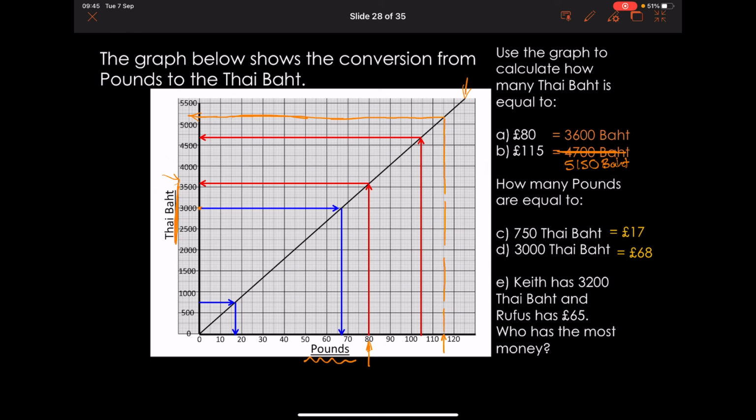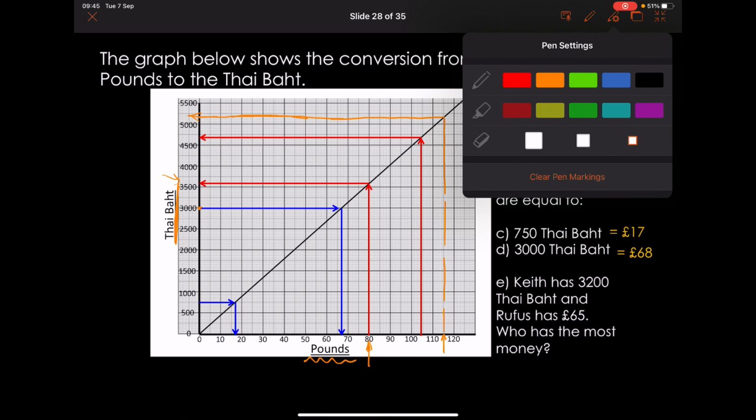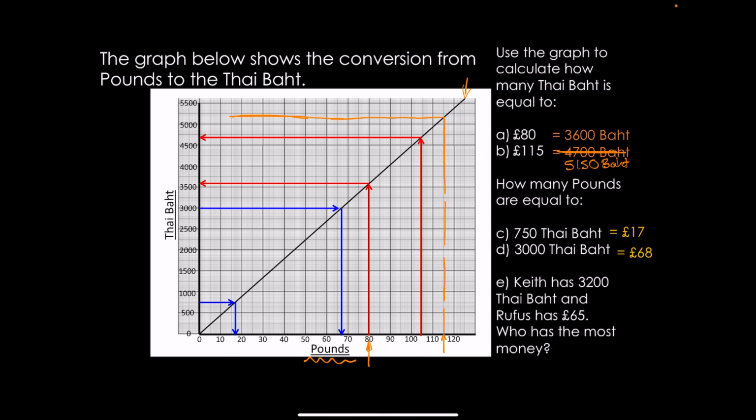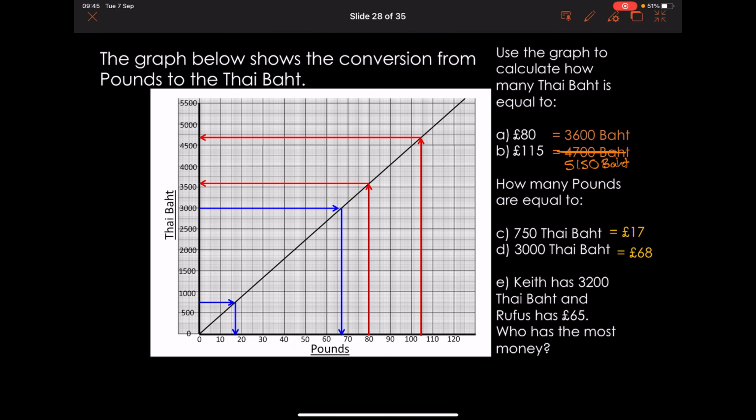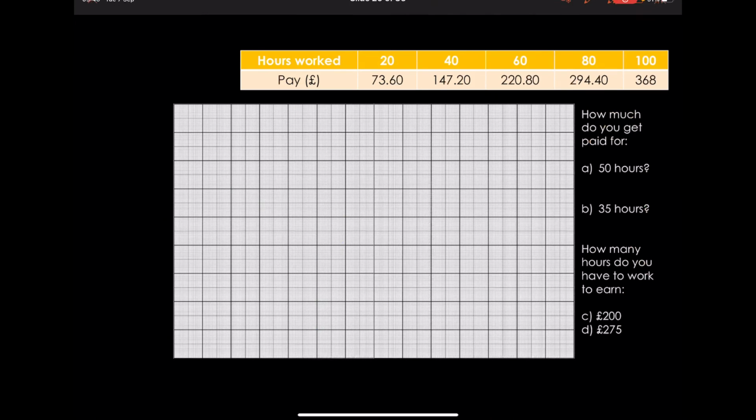Now, another question that you might get asked is, Keith has 3,200 Thai baht and Rufus has £65. Who has the most money? So I'm just going to rub out that line that I drew and some of my markings just to make it easier to see. And we can see, in the green, we're going to work out 3,200 Thai baht, which is about £70. Okay, so Keith has £70, which means he has more money because Rufus only has £65. Okay, not too tricky at all then.